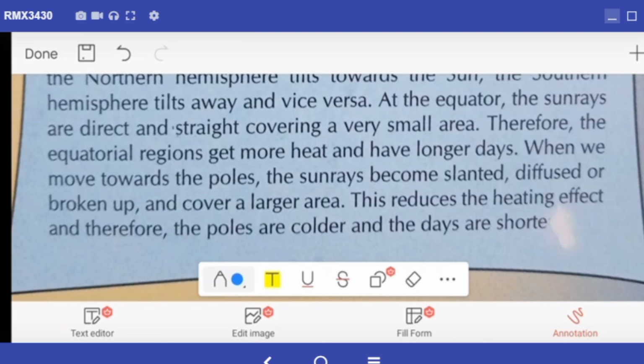So I hope you guys understand why the equatorial region is very hot. So this is today's topic.